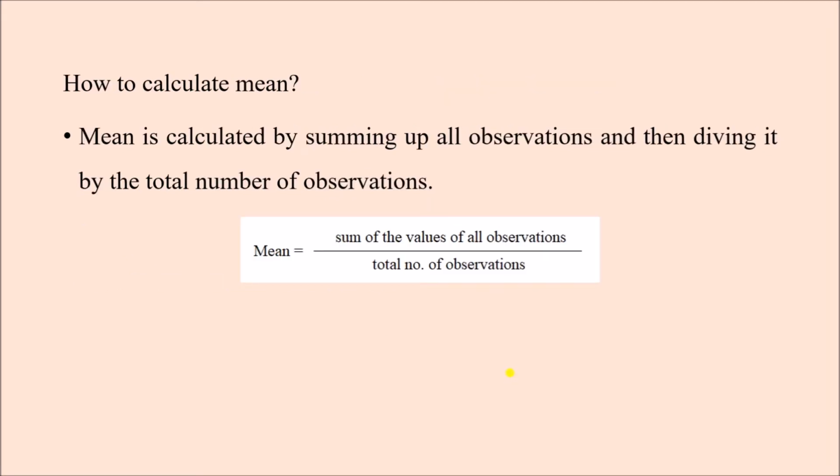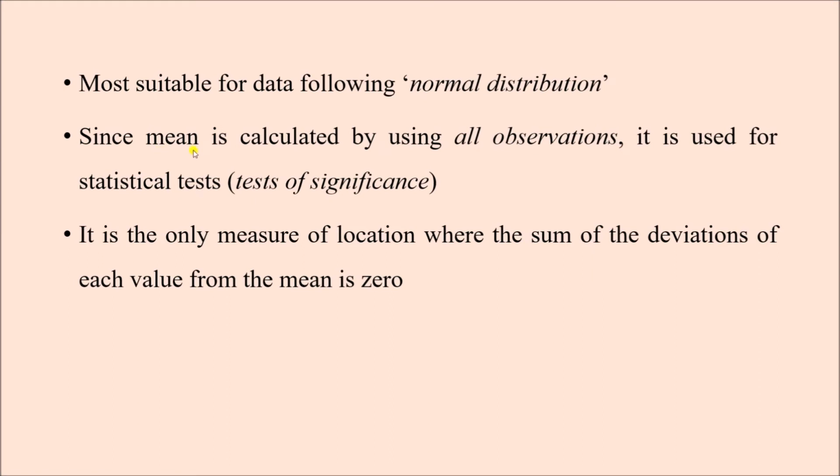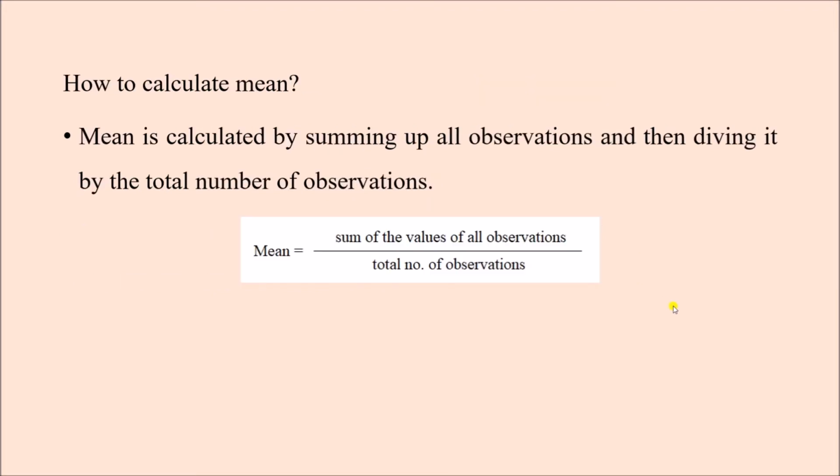How to calculate mean? Mean is calculated by summing up all observations and then dividing it by the total number of observations. So this is basic elementary level mathematics that we learned in our school. In the numerator, we have sum of all the values of the observations, and in the denominator we have total number of observations. So we have to consider all observations here. The value of each and every observation is added up to get the numerator, and that is why in the previous slide I mentioned mean is calculated by using all observations. So this part is explained here.